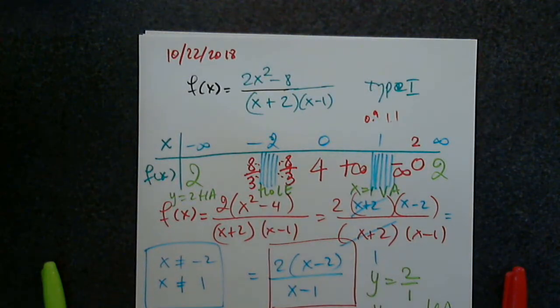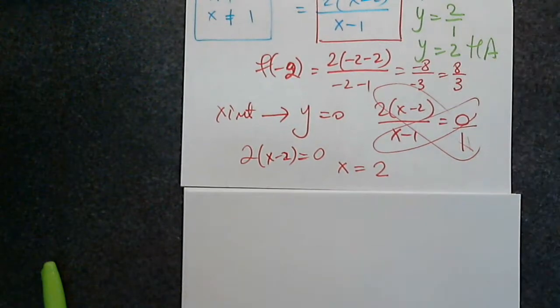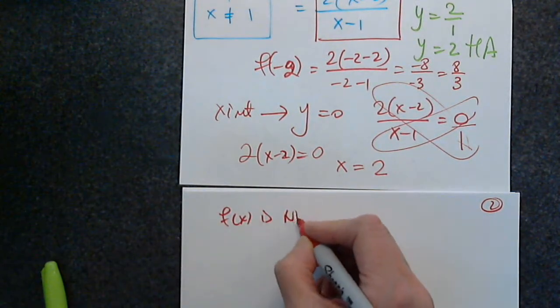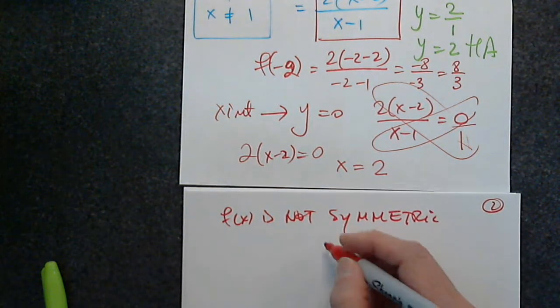Can this function be symmetric with a vertical asymptote at 1 and a hole at -2? No. So all I have to do is just mention function not symmetric, and I'm fine with that. F of x is not symmetric. Perfect.